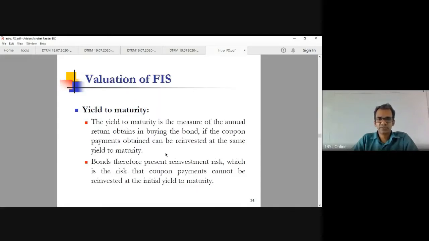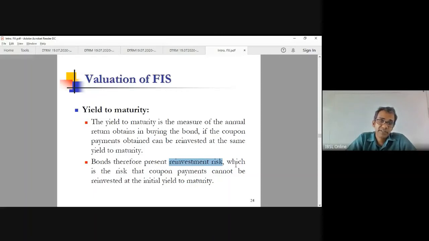So yield to maturity is another term for the required rate of return, and we think that we can realize that rate of return if we hold that bond until maturity, and we can reinvest all those coupons at the same rate. Therefore, there's a risk, that is the reinvestment risk. If you cannot reinvest the future coupon payments at least at the yield to maturity as of today, then you won't be able to realize that yield. It may be less than that.